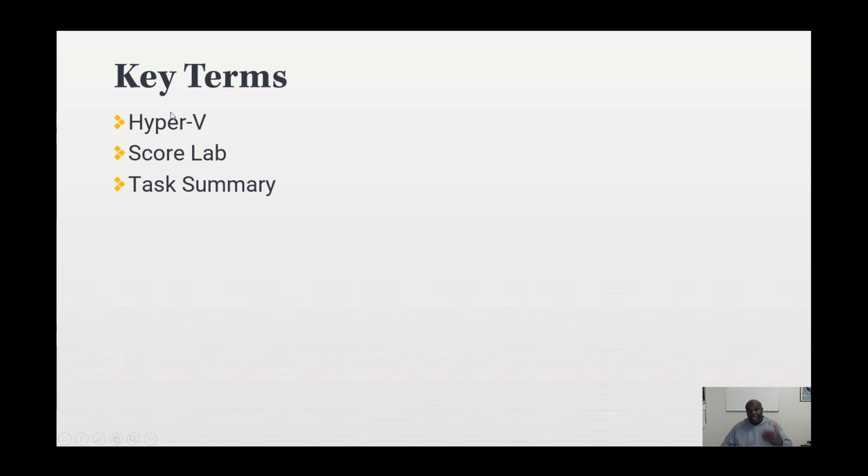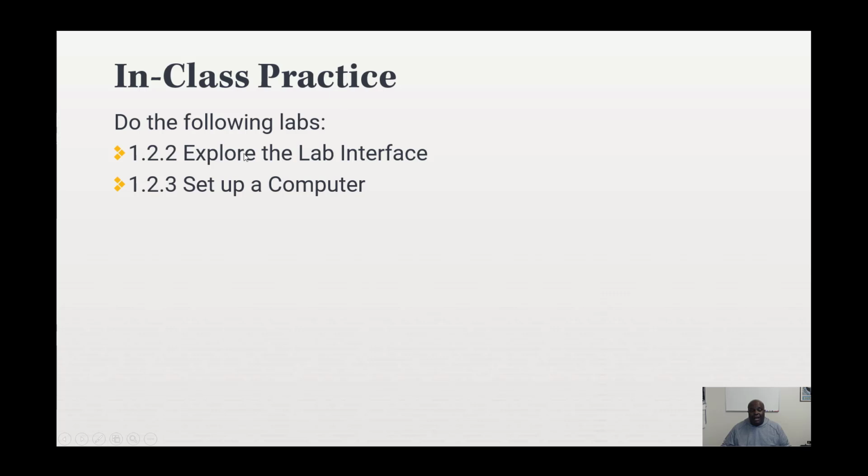Key terms. Make sure you write these key terms down and keep them, because as you move through your courses, you want to make sure you already understand these key terms. Hyper-V, score lab, task summary. Now, the score of the lab and the task summary are only important for you to know how to do it, but it's not something you really have to keep. But Hyper-V, yeah.